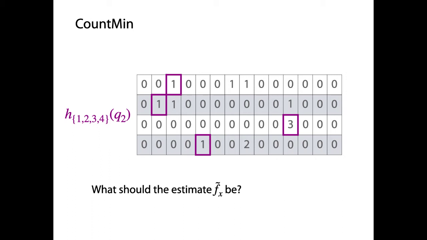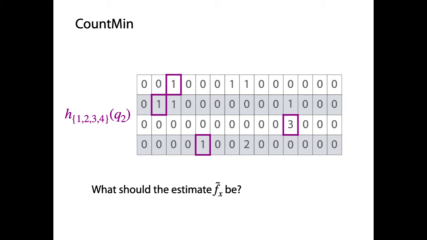Well, I think I should report 1, right? Because everything is greater than or equal to 1, right? So all 4 of these are greater than or equal to 1. This one's greater than the others, right? But that can't possibly mean that q sub 2 was in the input data set 3 times, even though there's a 3 here. Because if it were in the input data set 3 times, then these would also all at least be 3, right? Instead, they're less than 3, right?